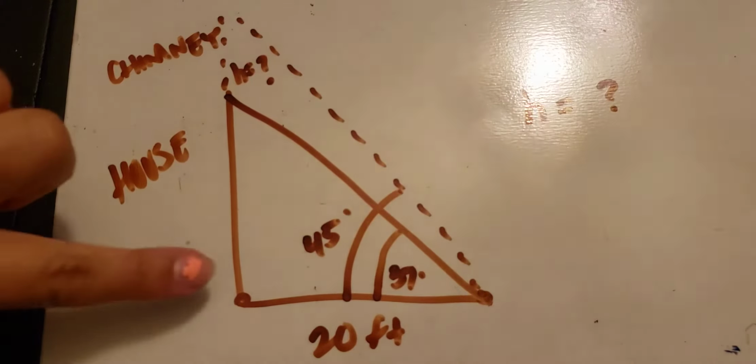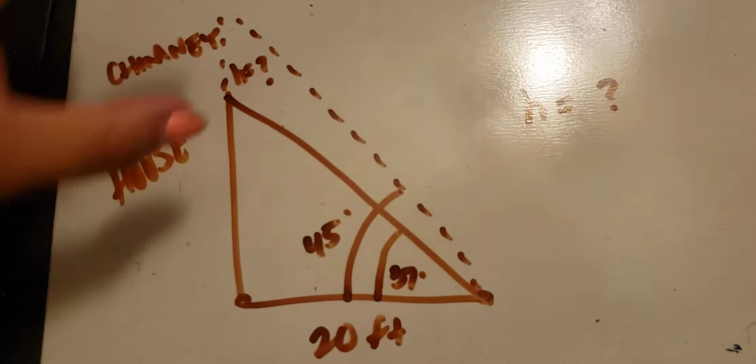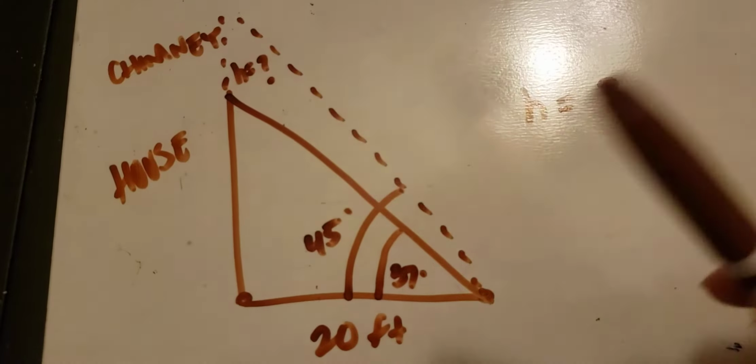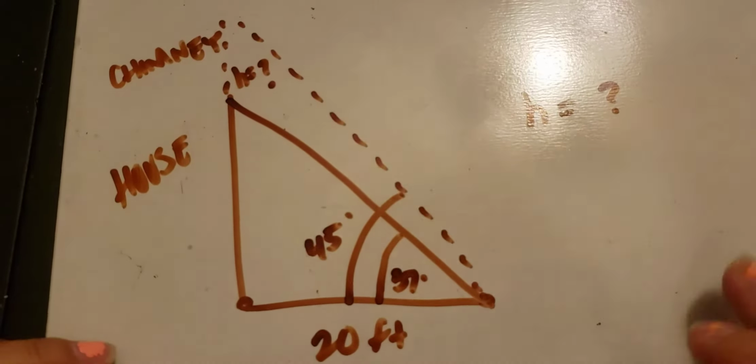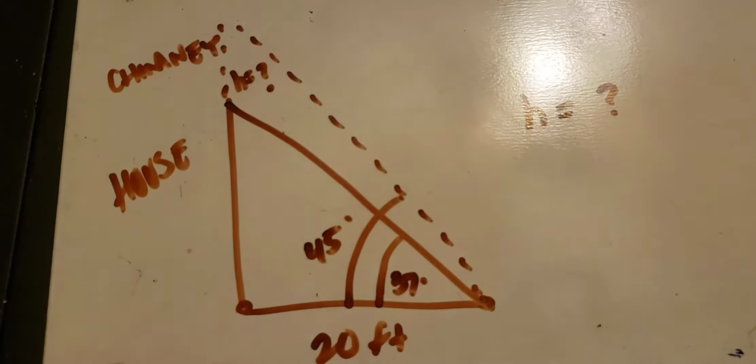All right. So remember, this is the house. This is the chimney. We're trying to find the height of the chimney. And then we have two angles here, 37 and 45. Obviously the bigger angle should be 45, just in case you were having trouble with that.